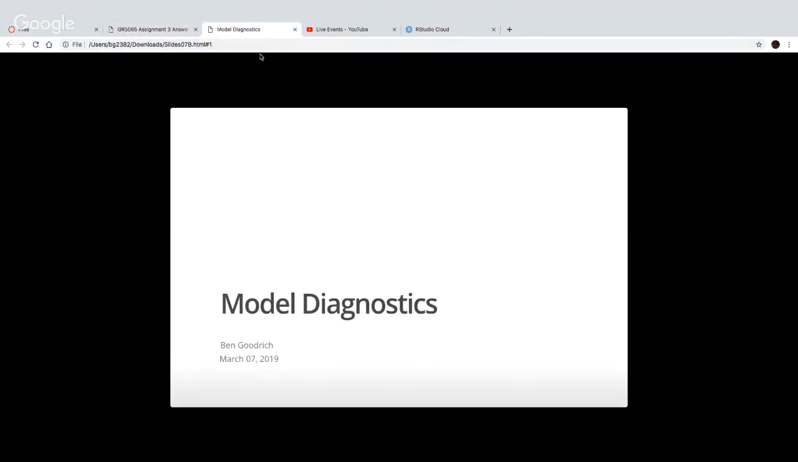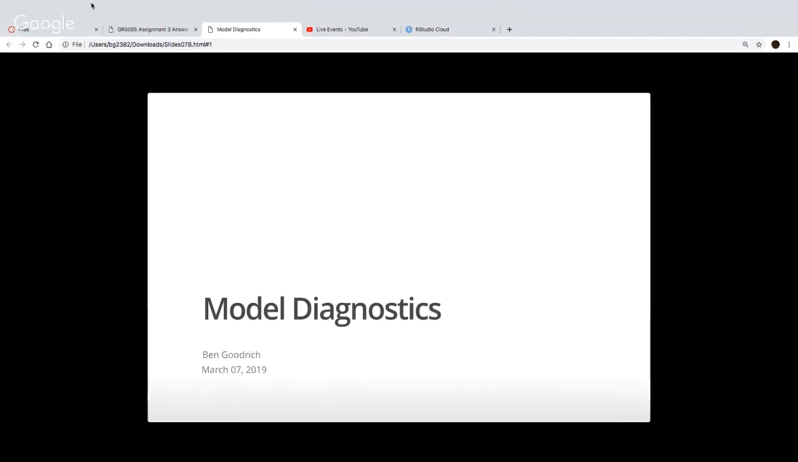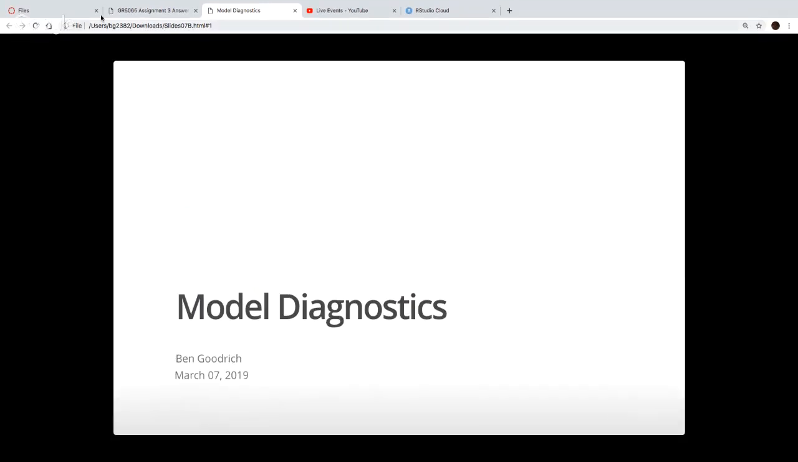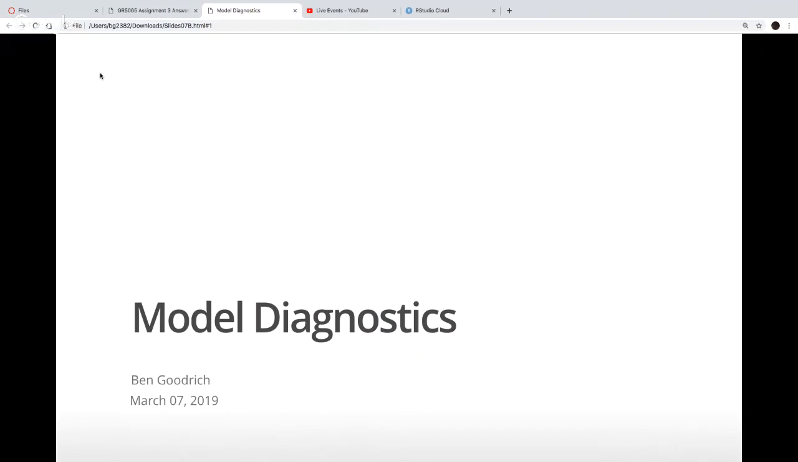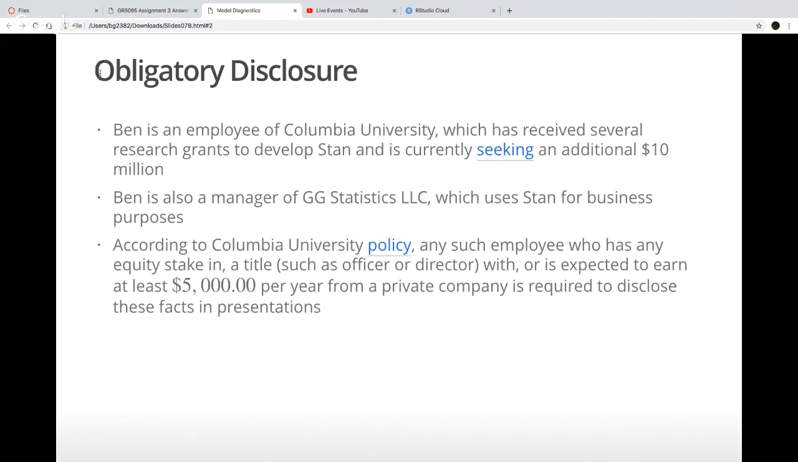So today we want to talk more, we've talked about it a little bit so far, but not in very much detail, about model diagnostics that you can do to assess whether your priors are reasonable, whether the posterior distribution is reasonable.